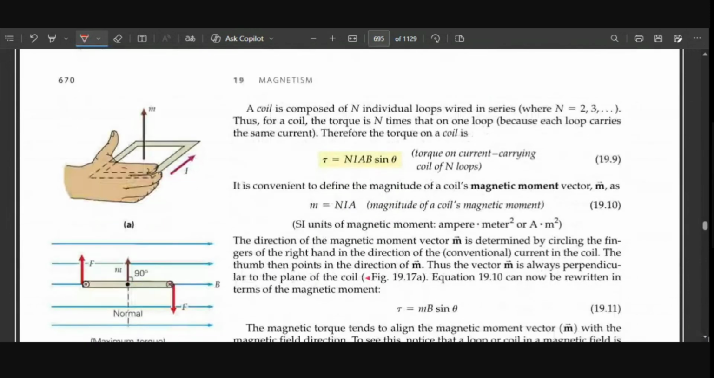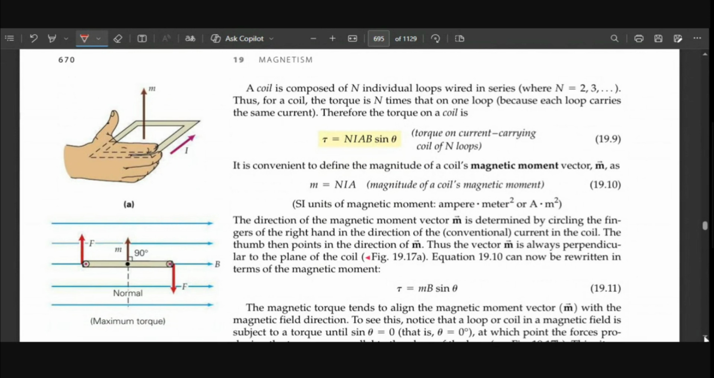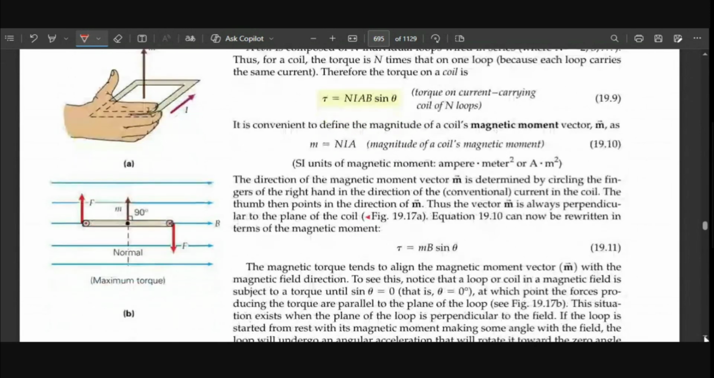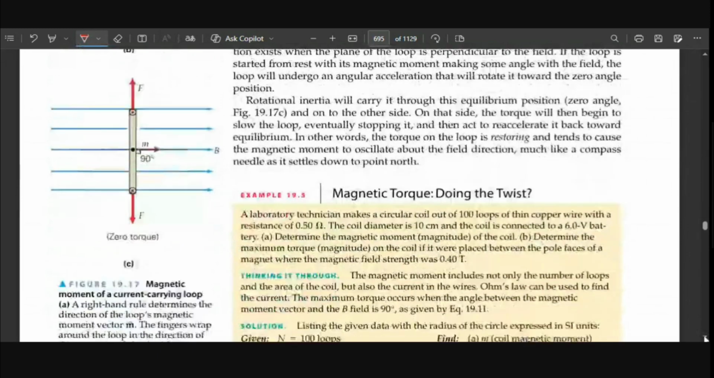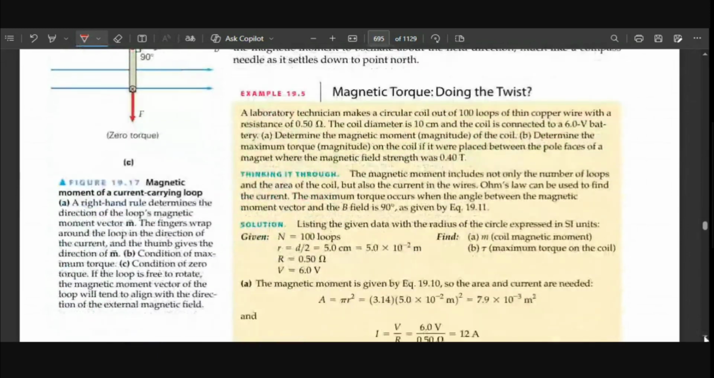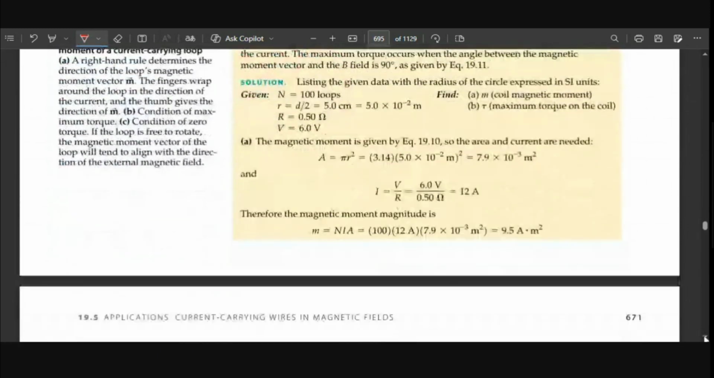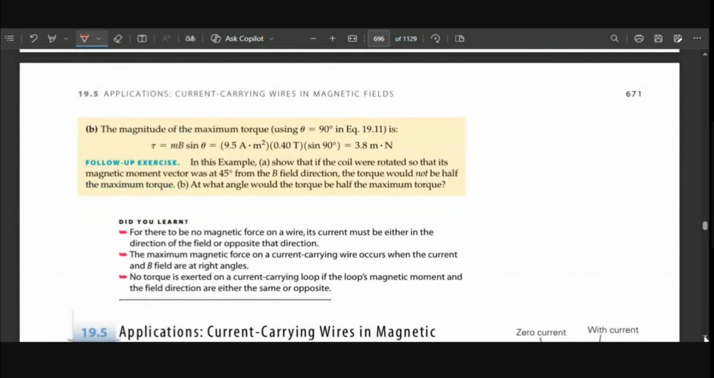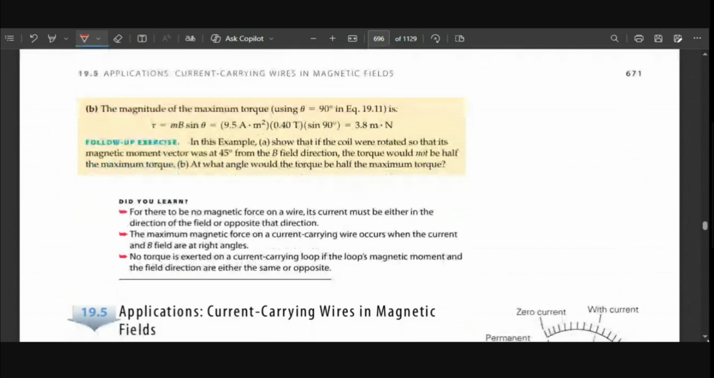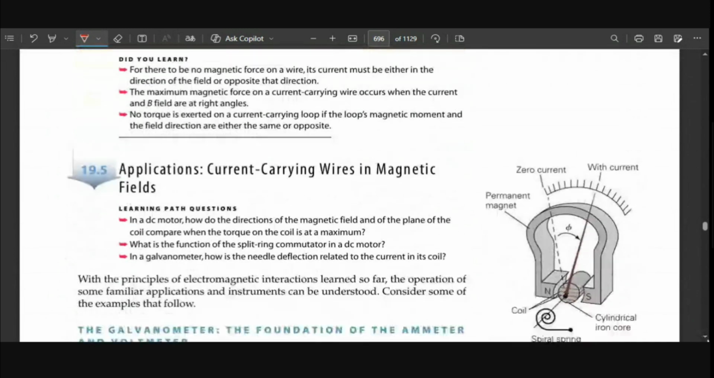So we understood how force can produce torque, how it can rotate a coil, and this rotation ultimately produces electricity. That is the most important application we found of magnetism, because when the coil rotates, it produces torque, and that ultimately leads to the formation of electricity. Very interesting thing.